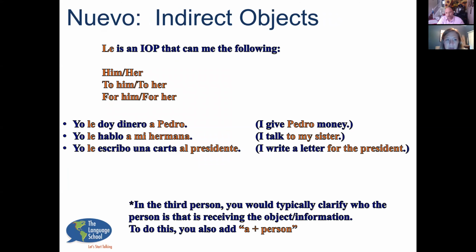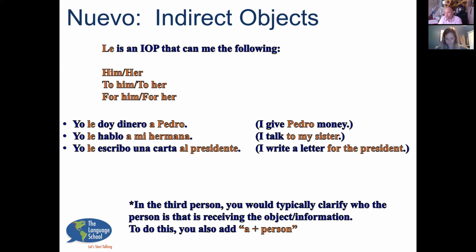Muy bien. Okay, so last week we were starting to talk about the indirect object pronouns, I think, right? Sí. So le is an indirect object pronoun that can mean him or her, to him or to her, for him or for her. For example, yo le doy dinero a Pedro. I give Pedro money directly to him. Yo le hablo a mi hermana. I talk to my sister. Yo le escribo una carta al presidente. I write a letter for the president. So it has the idea that somebody's receiving something from the verb, right?